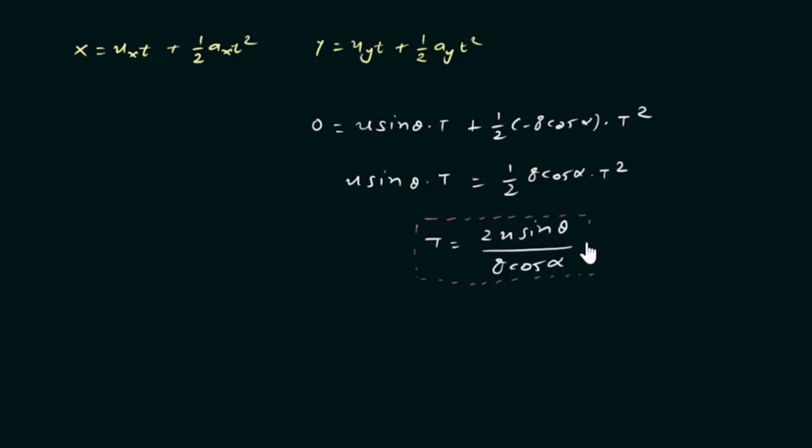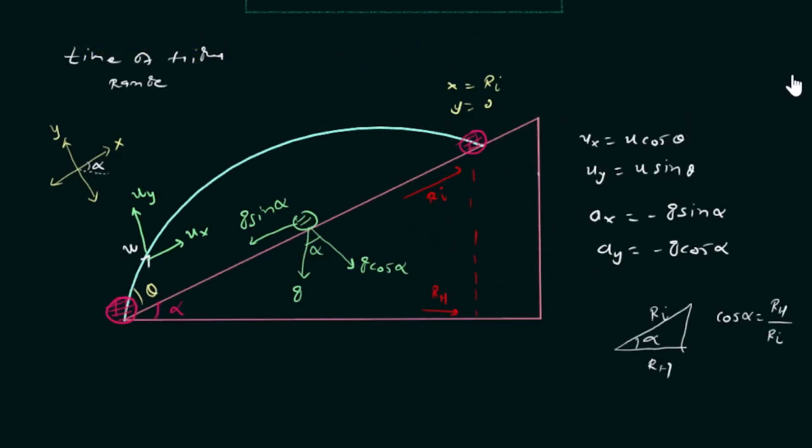in case of an inclined plane, where alpha is your angle of inclination and theta is your angle of projection. So this is our first formula. The object will take time t equals 2u sin theta divided by g cos alpha to land over here.